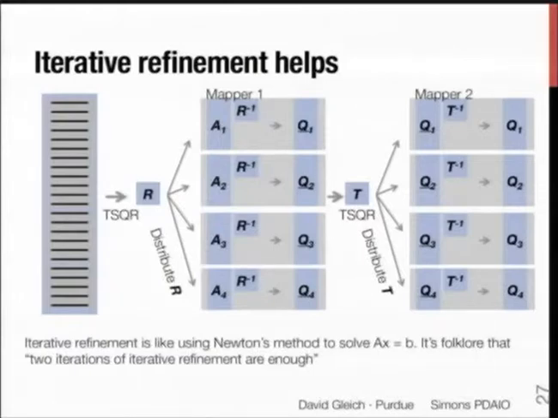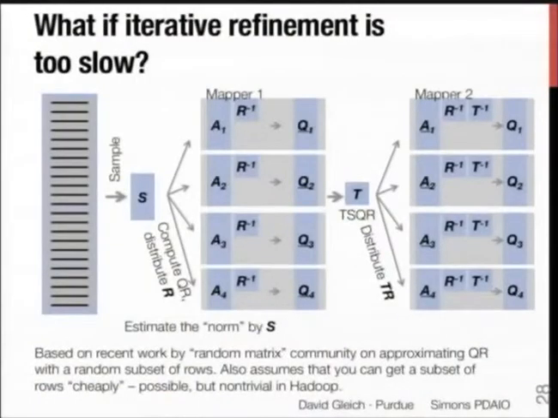It's a folklore theorem that 2 iterations of this are enough. Every time I give this talk, someone suggests that it's attributable to a different person. But there is a lot of evidence that suggests that 2 iterations of this are enough to get a numerically orthogonal Q. The problem is you might not want to do this entire procedure twice. So what could you do instead? Here's where the randomized guys come in and save us, I guess, in this case.